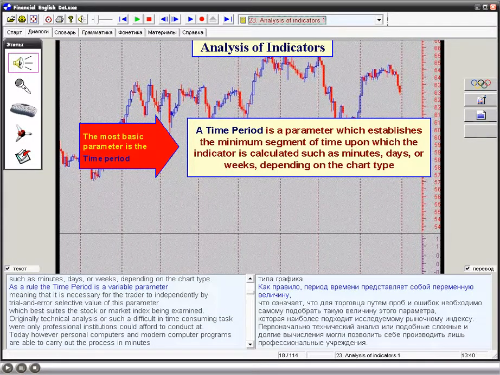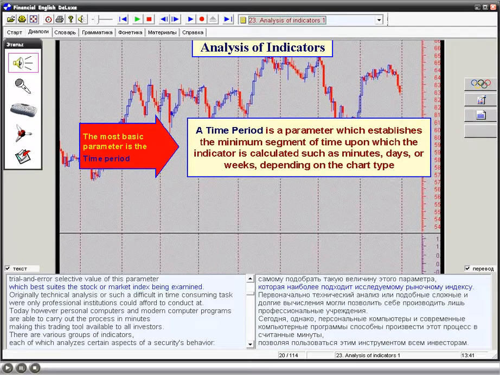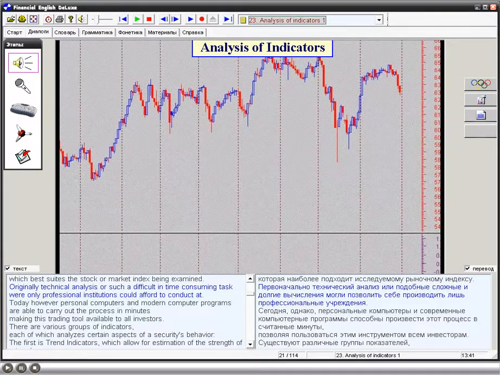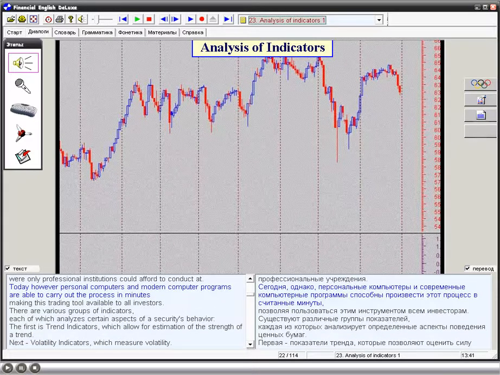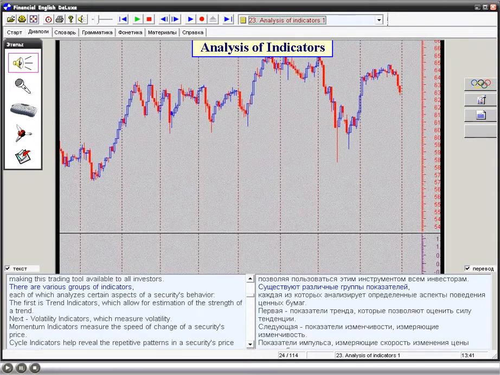As a rule, the time period is a variable parameter, meaning that it is necessary for the trader to independently, by trial and error, select the value of this parameter which best suits the stock or market index being examined. Originally, technical analysis was such a difficult and time-consuming task that only professional institutions could afford to conduct it. Today, however, personal computers and modern computer programs are able to carry out the process in minutes, making this trading tool available to all investors.